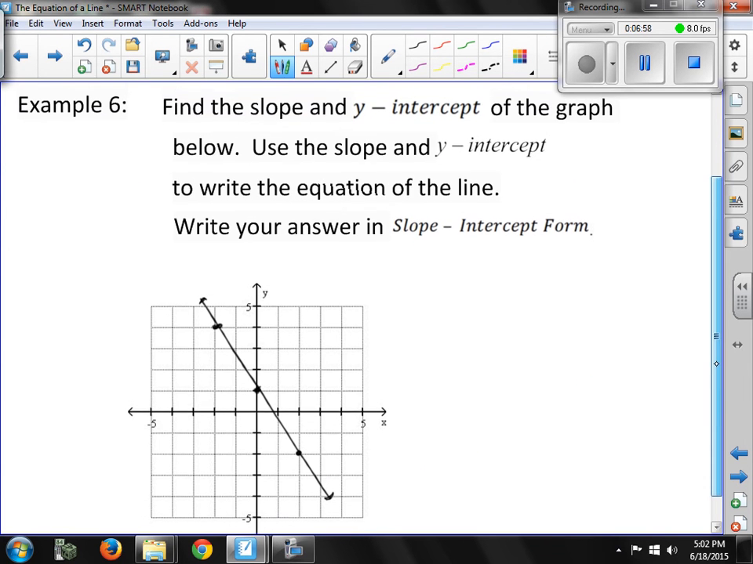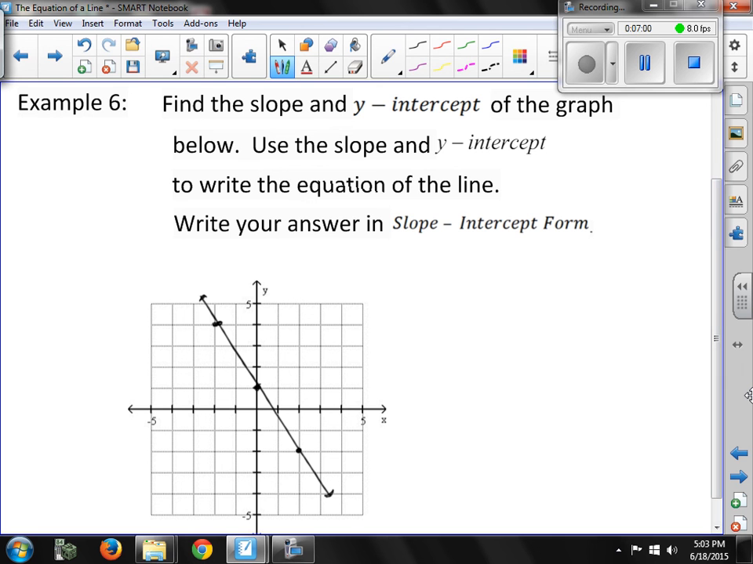Okay, our last example, find the slope and the y-intercept of the graph below. Use the slope and y-intercept to write the equation of a line. y equals mx plus b is where we're going with this. Well, I do know my b. Remember, the b is the y-intercept. Where is this line crossing the y-axis? It looks like a positive 1.